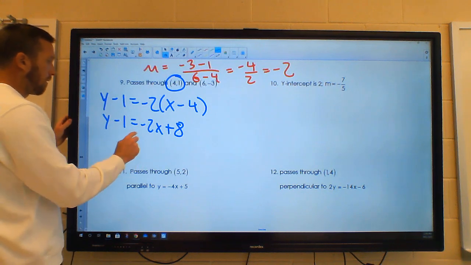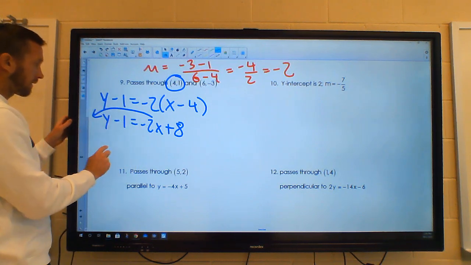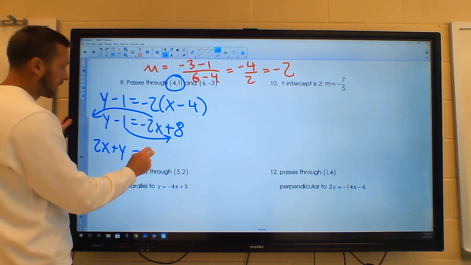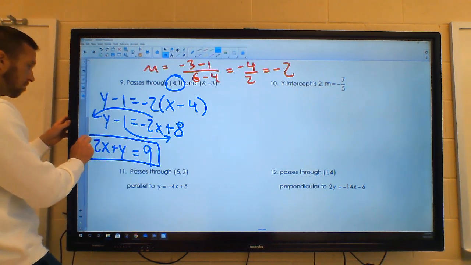Move the 1 over, move the 2x over. 2x comes to this side and becomes positive. 1 comes to this side and becomes positive, attaches to that, becomes 9. Boom.